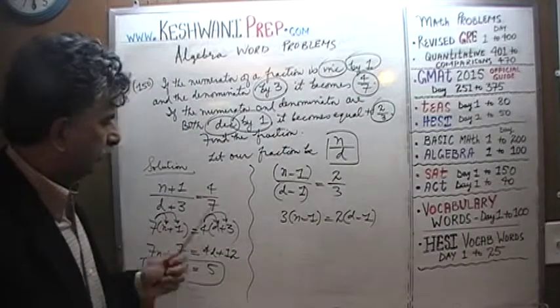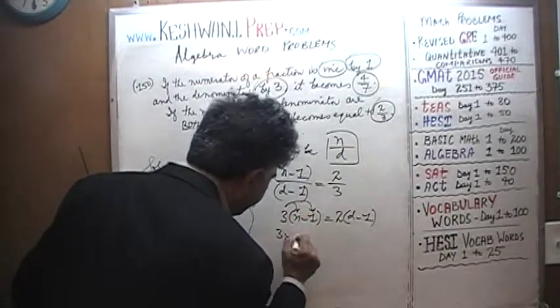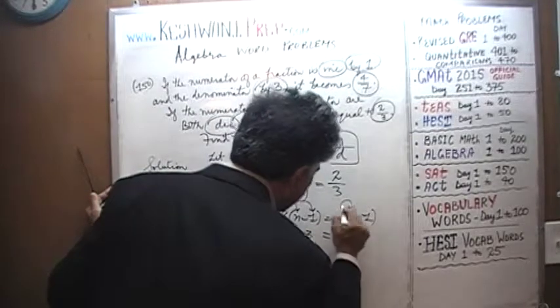Let's have a demarcation here. So we're going to end up with 3n minus 3 equals 2d minus 2.